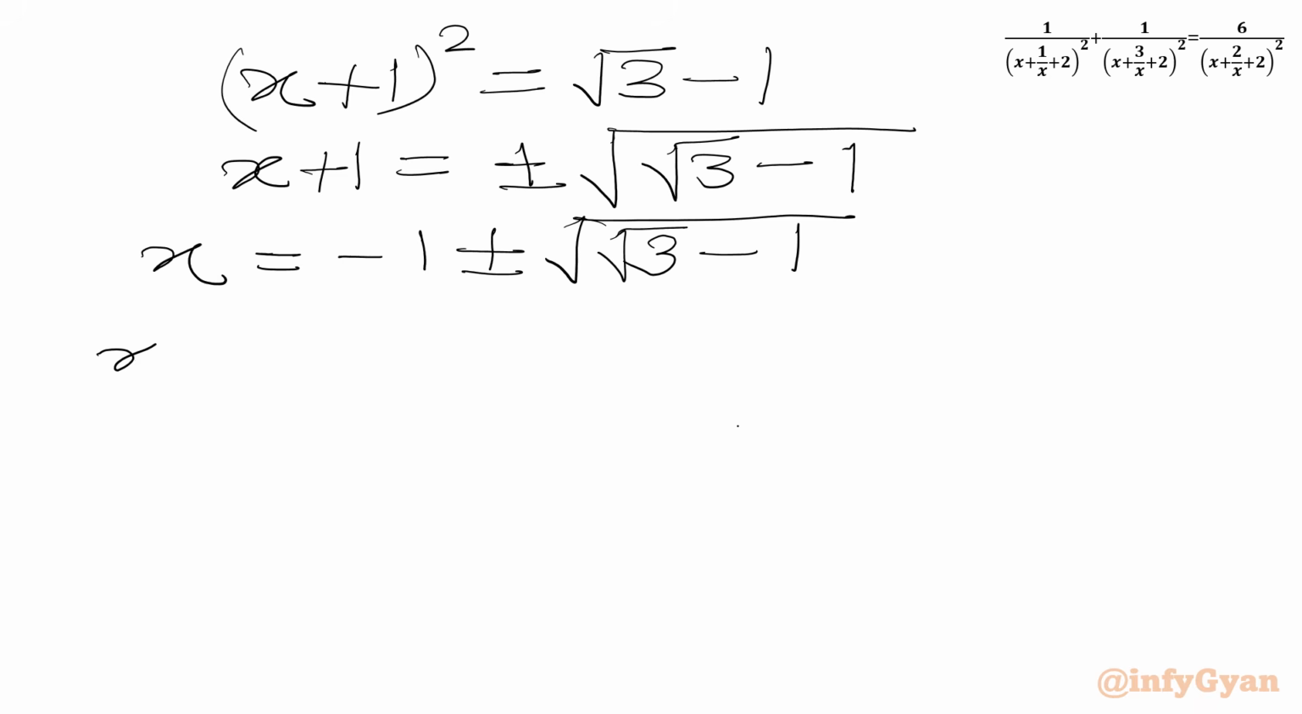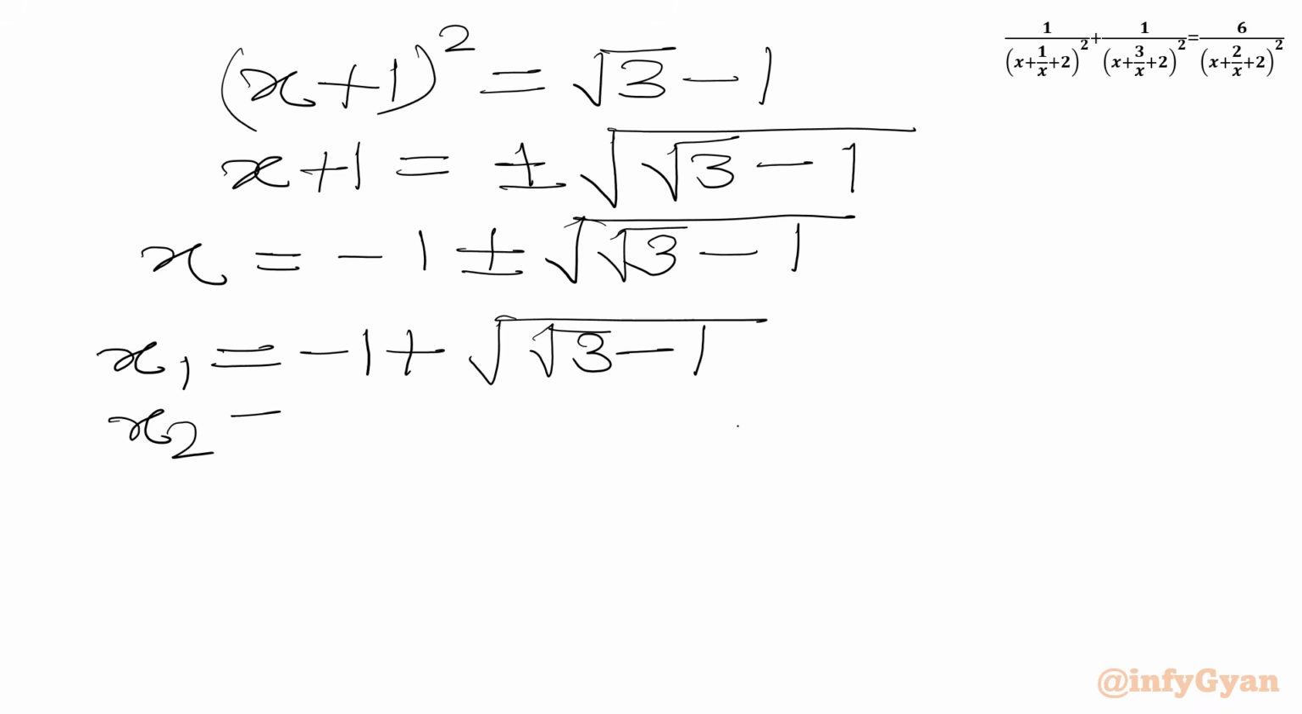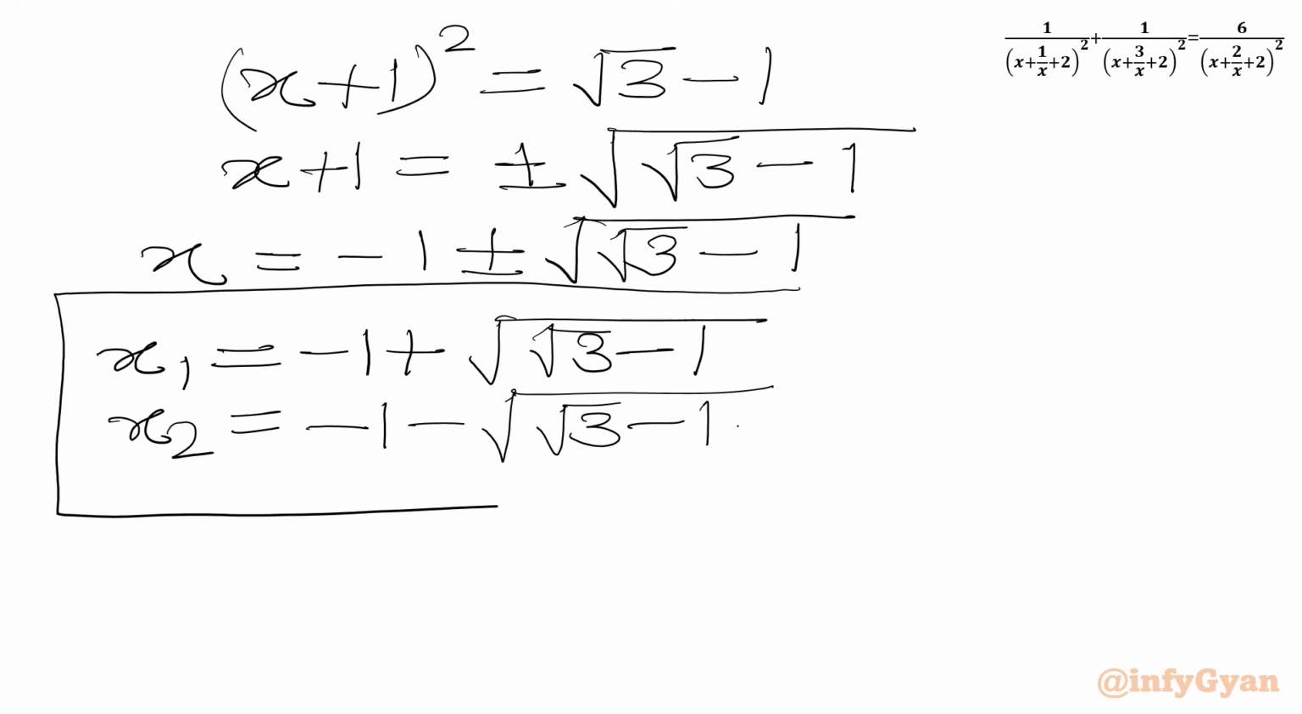So we have two real values of x only. x1 will be minus 1 plus square root of square root 3 minus 1, and the second real solution would be minus 1 minus square root of square root 3 minus 1. Here we have two real values of x which will satisfy our equation.